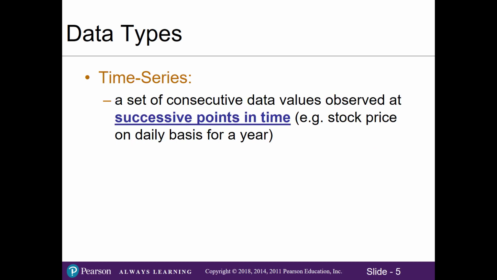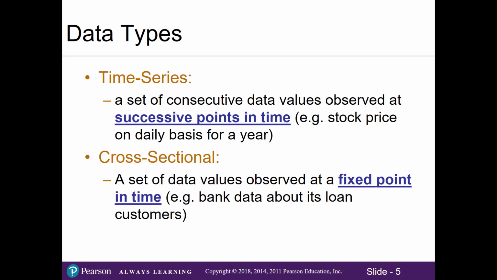Other data types we should be aware of are time series. So this is a set of consecutive data values that are observed at successive points in time. For example, if you followed the stock market on a daily basis. Then there's cross-sectional data. So this is a set of data values at a fixed point in time. Think of it more like a snapshot in time, like when you take a picture. So the example here would be bank data about its loan customers.